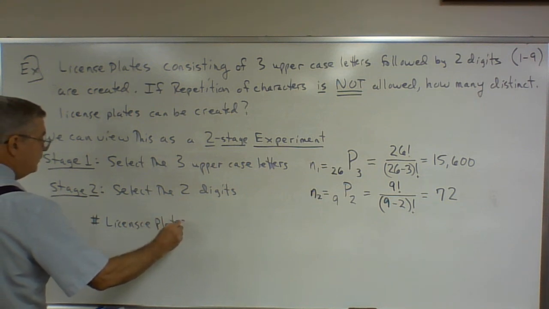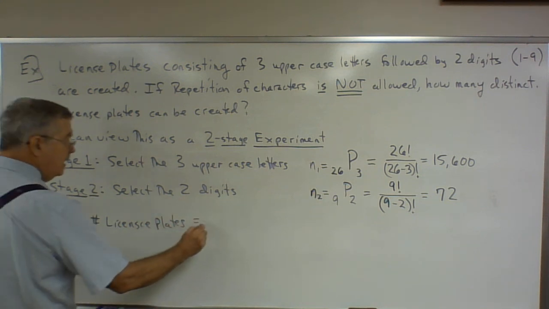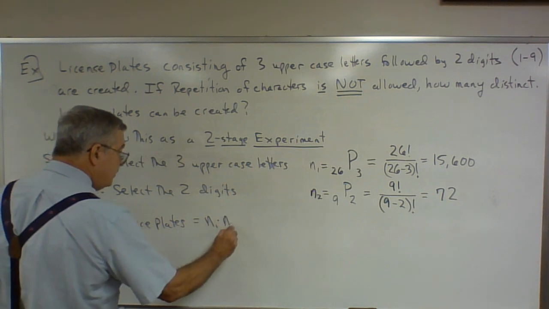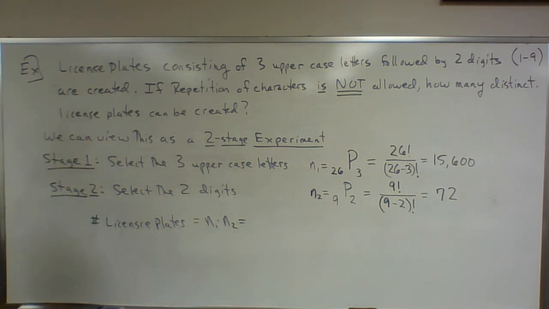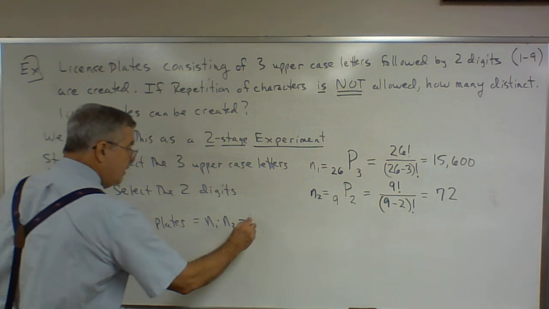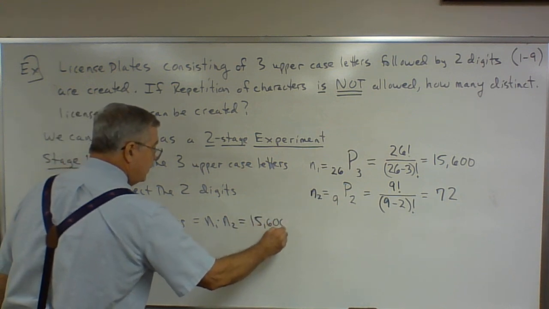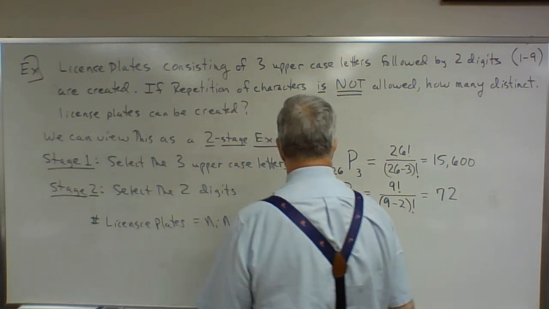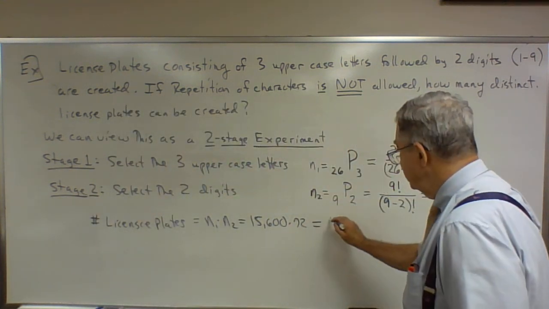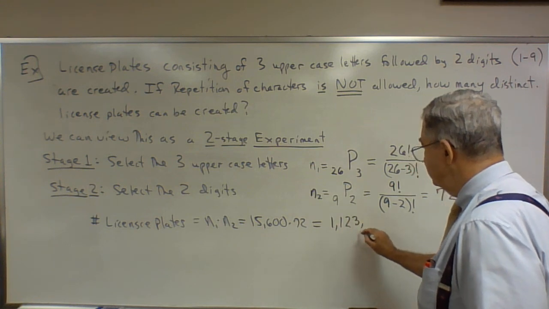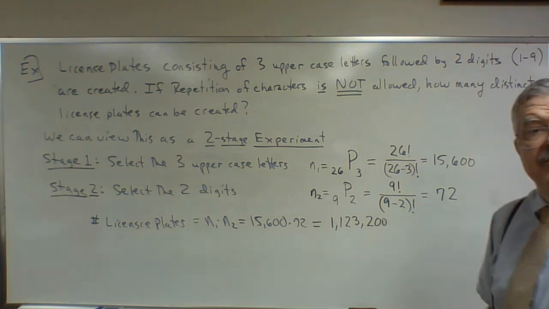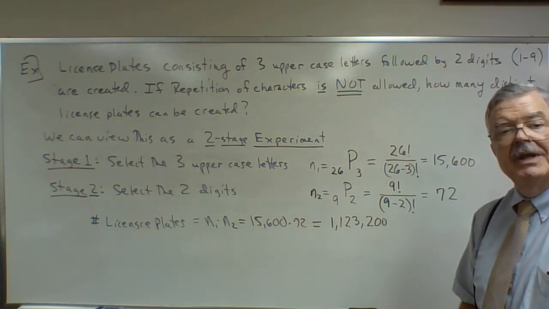The number of license plates that we can get is N1, the number of outcomes of the first stage, times N2, the number of outcomes of the second stage, 15,600 times 72. And if there's any justice in this world at all, it's 1,123,200, which is what we got doing it the other way.